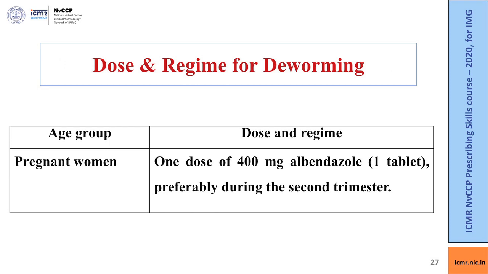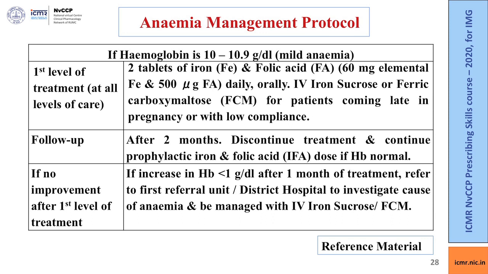Infections due to soil transmitted helminths are common in India. Such infections are one of the major reasons for malnutrition and anemia, which are the reasons for concern especially in pregnant women. Hence, deworming in pregnant women should be done with one dose of 400 mg albendazole, one tablet, preferably given during the second trimester. Please note that the treatment plan for moderate to severe anemia is given in the reference material, as the patient in our case has a hemoglobin of 10.5 gram per deciliter.